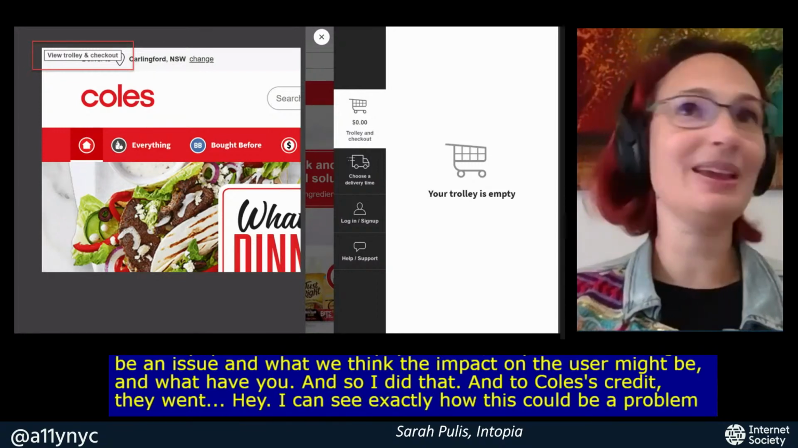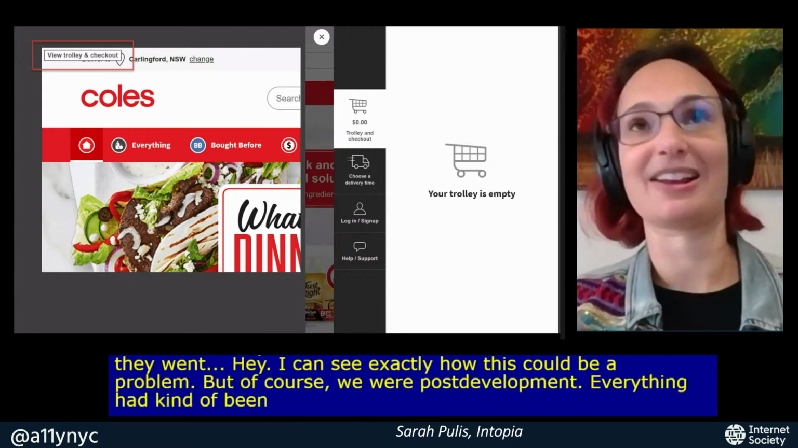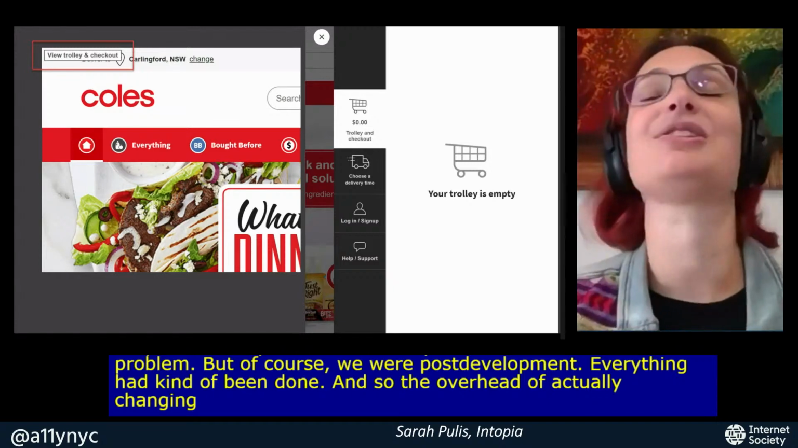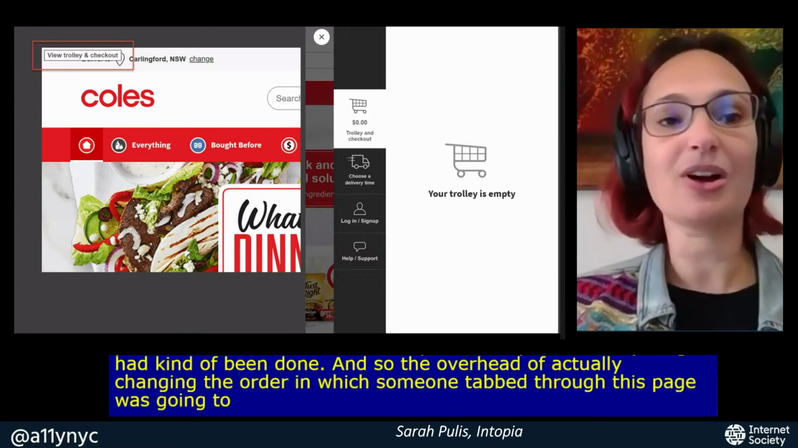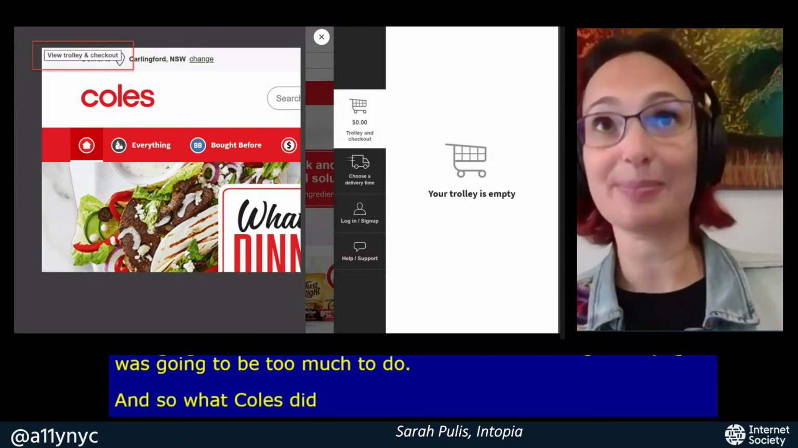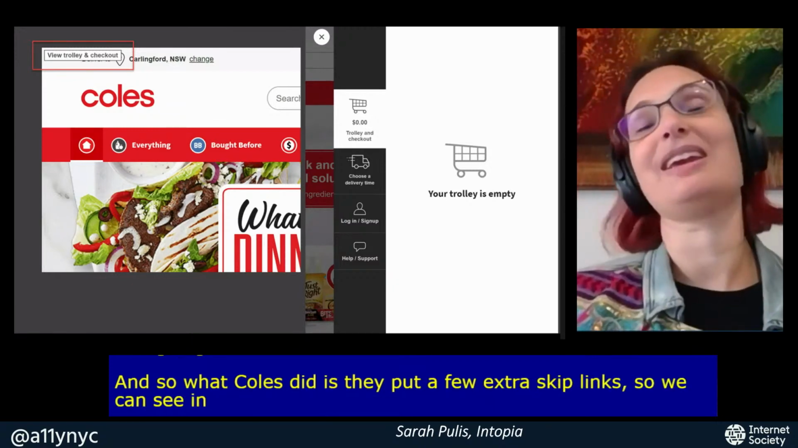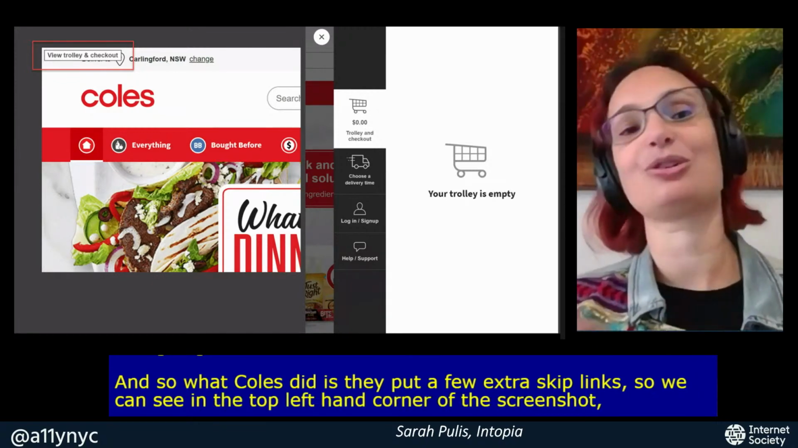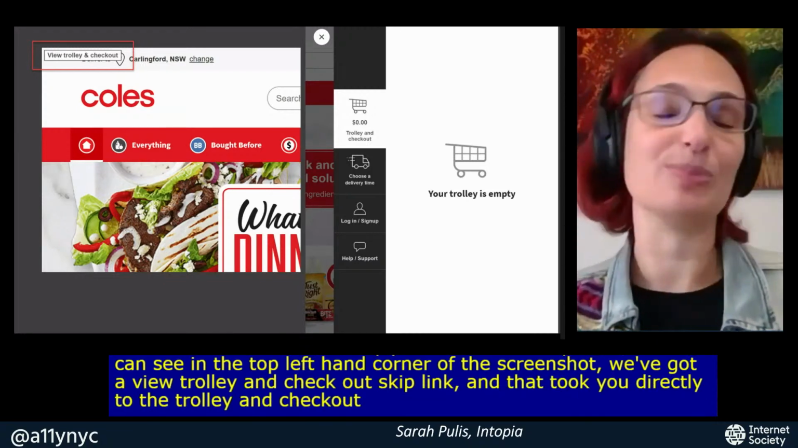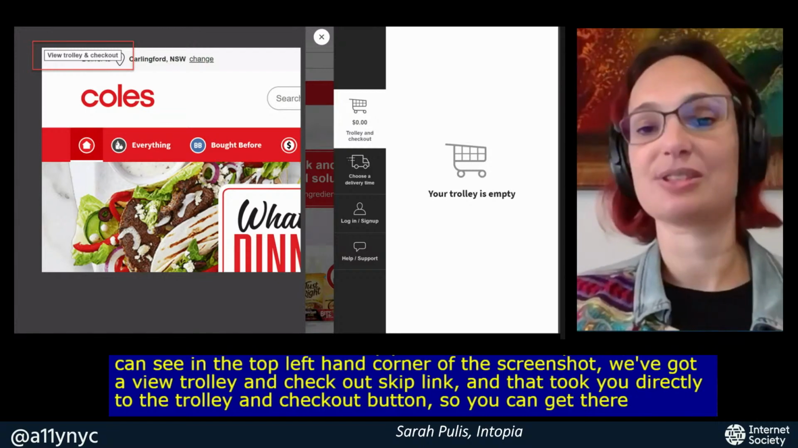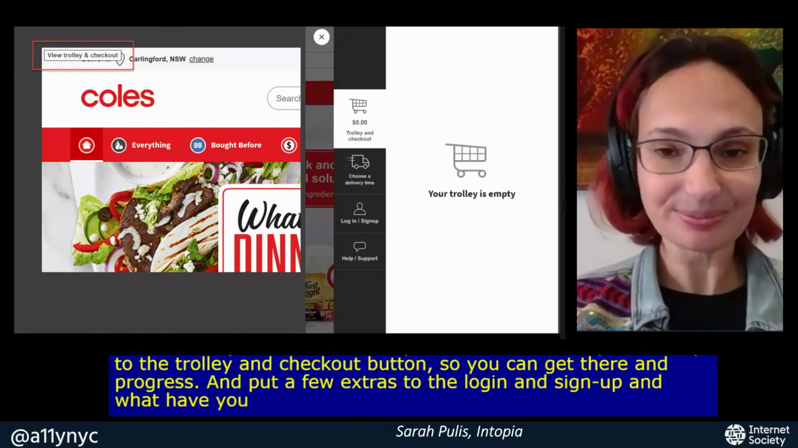But of course, we were post-development, everything had been done. And so the overhead of actually changing the order in which someone tabbed through this page was going to be too much to do. And so what Coles did is they put a few extra skip links. We can see in the top left-hand corner of this screenshot, we've got a view trolley and checkout skip link. And that took you directly to the trolley and checkout button so that you could progress. And they did put a few extras for the login and sign up and what have you as well, to make sure that it was easy to get through to those menu items.